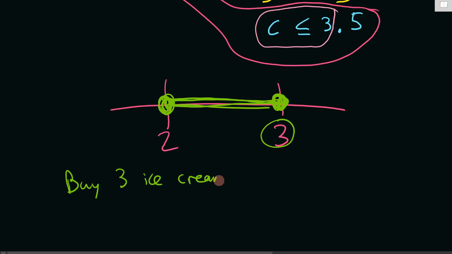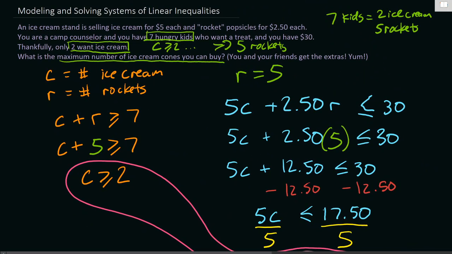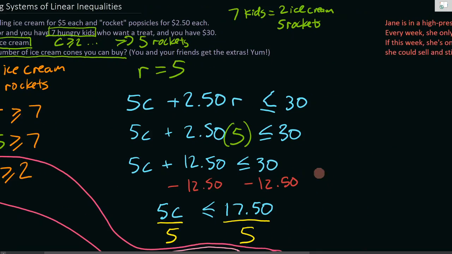And if you work out the math on that, the kids get 2 of them. You've got 1 cone for yourself. Well, I mean, free food at work. Can't complain that much. All right, so that's one example of a linear inequality question. Let's try one more.